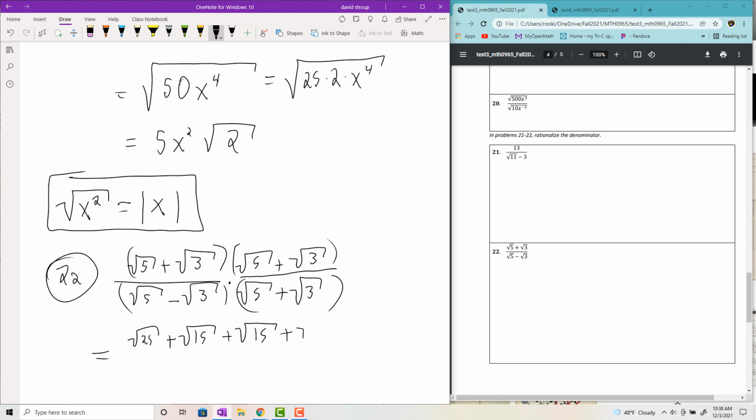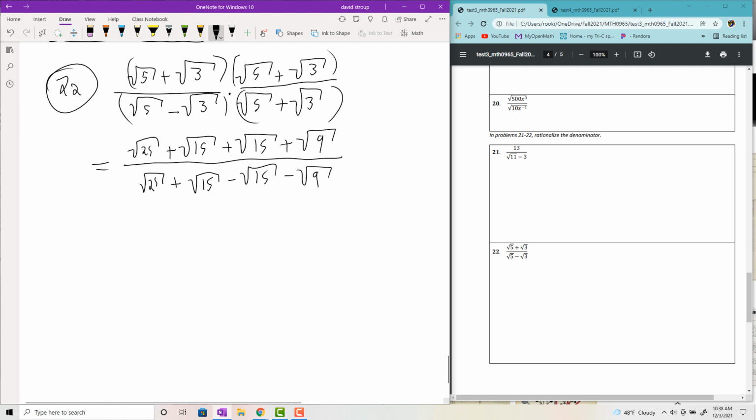And then the last, root 3 times root 3 is root 9. All over the bottom, so root 5 times root 5 is root 25. The outer, minus, looks like root 15 again. The inner, oh, whoops, the outer was plus root 15. The inner is minus root 15. And then the last, minus root 9.